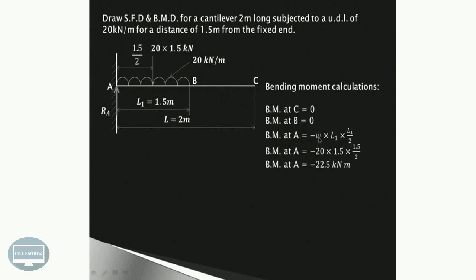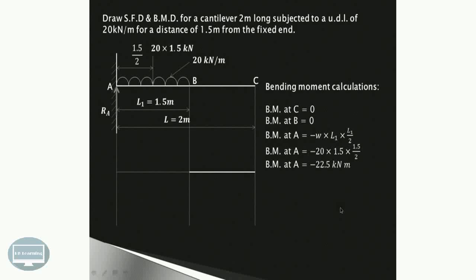So bending moment at A will be equal to W into L1, this is W and this is L1, into L1 upon 2. So that is nothing but 20 into 1.5, W into L1. So value of W is 20, value of L1 is 1.5, and L1 upon 2, that is nothing but 1.5 upon 2, and that value comes out to be minus 22.5 kilonewton meter.